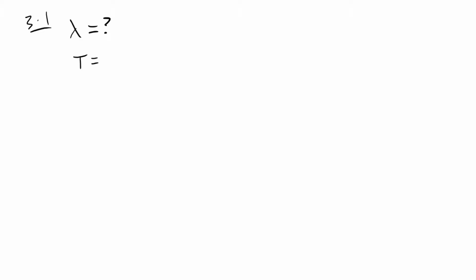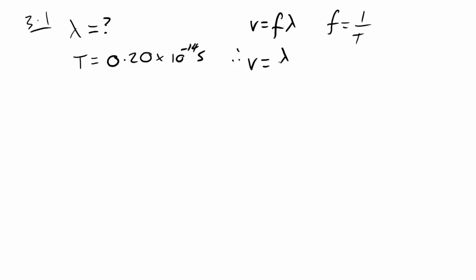Well, it's not a distance, so we can't just take that number. It is time, so we can find the time period. Time period is from one peak to the next. So that is 0.2 times 10 to the minus 14 seconds. Incredibly short times. For frequency, our wave equation is V or C equals F lambda, but we don't have frequency, we have time period. Frequency and time period are reciprocals of one another, so therefore we can say that V is equal to lambda over T.